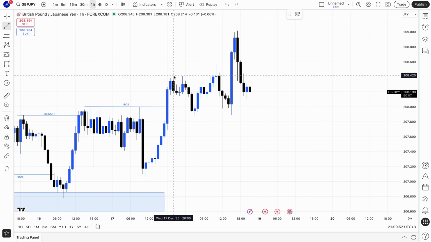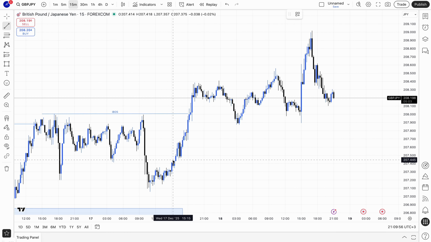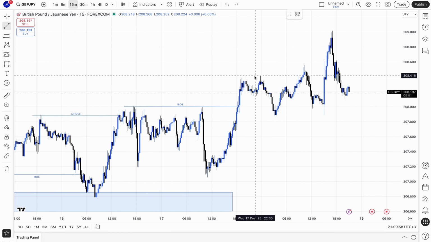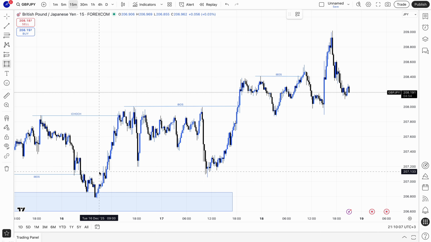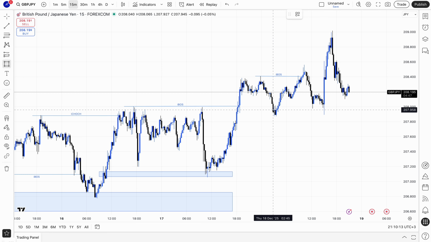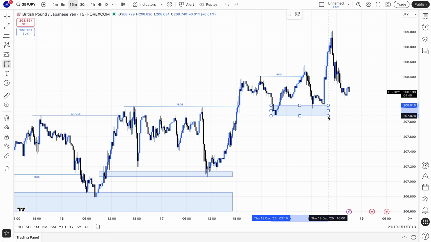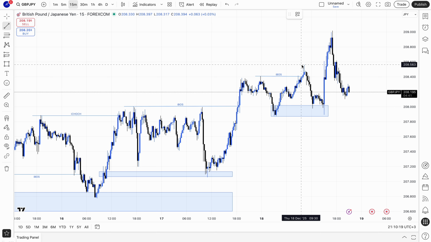Then you have, let's go 15 minutes for our internal structure. This was very simple. And you can see the price, how it moved. It came back here, tapped into this demand zone, then continued up. Then again, it came back here, tapped into this demand zone, and then it pushed up. Super simple price action.